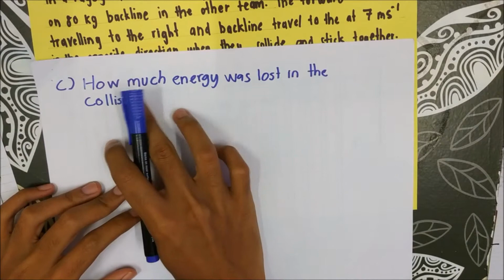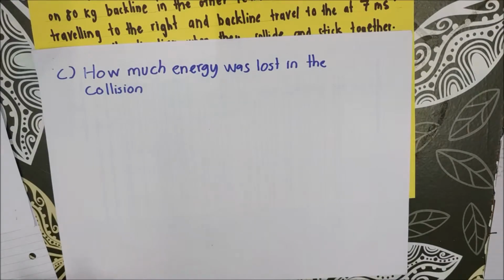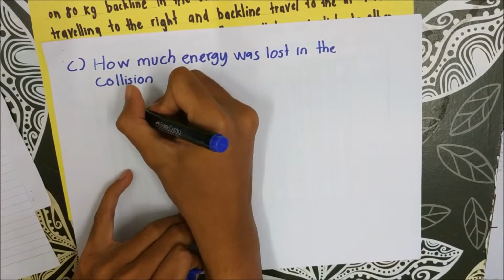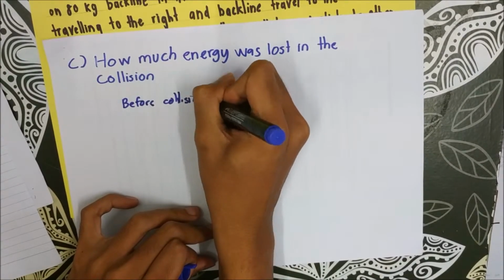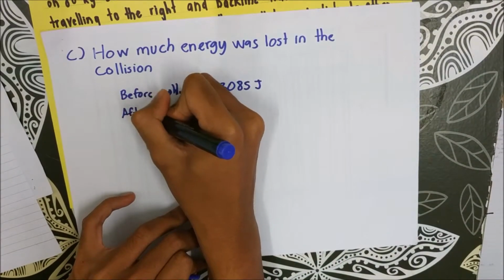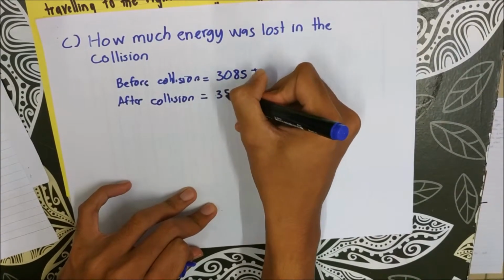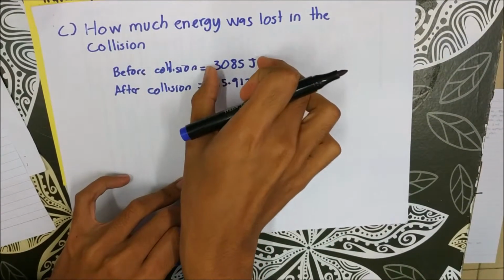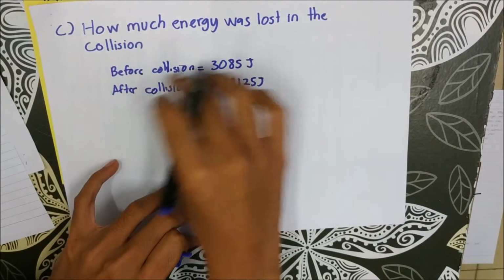The next question is: how much energy was lost in the collision? For this question, we must find the kinetic energy loss. Before the collision it is 3085 joules, and after the collision it is 35.9125 joules. This answer comes from the previous question where we found the kinetic energy.